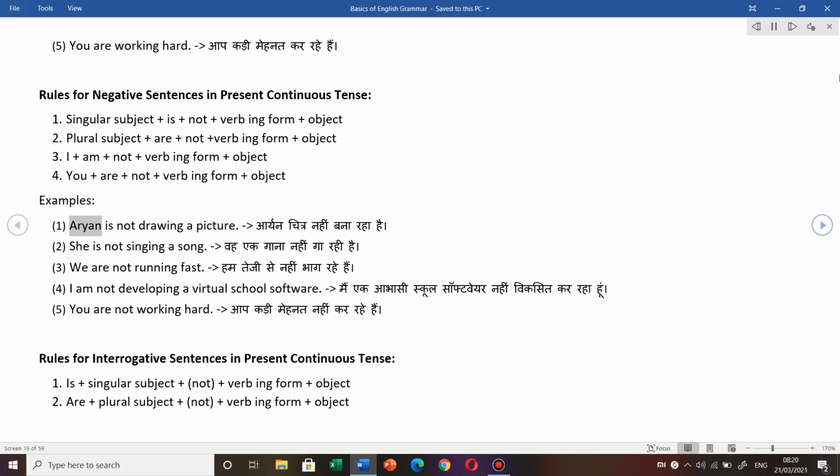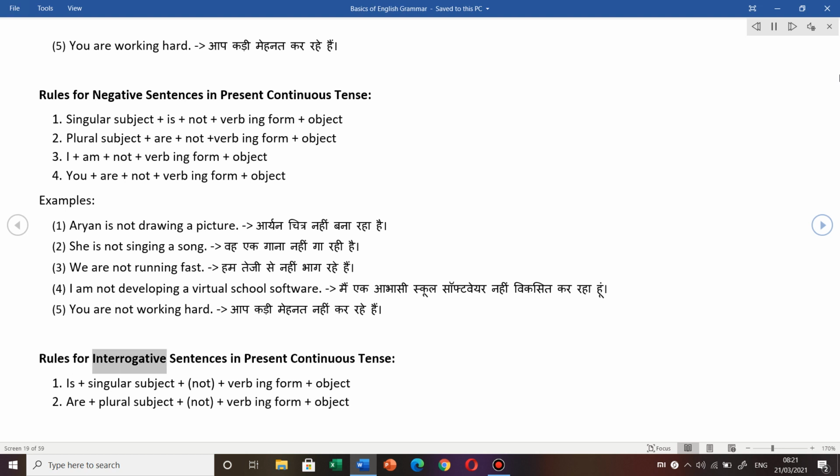Examples. Ayan is not drawing a picture. She is not singing a song. We are not running fast. I am not developing a virtual school software. You are not working hard.